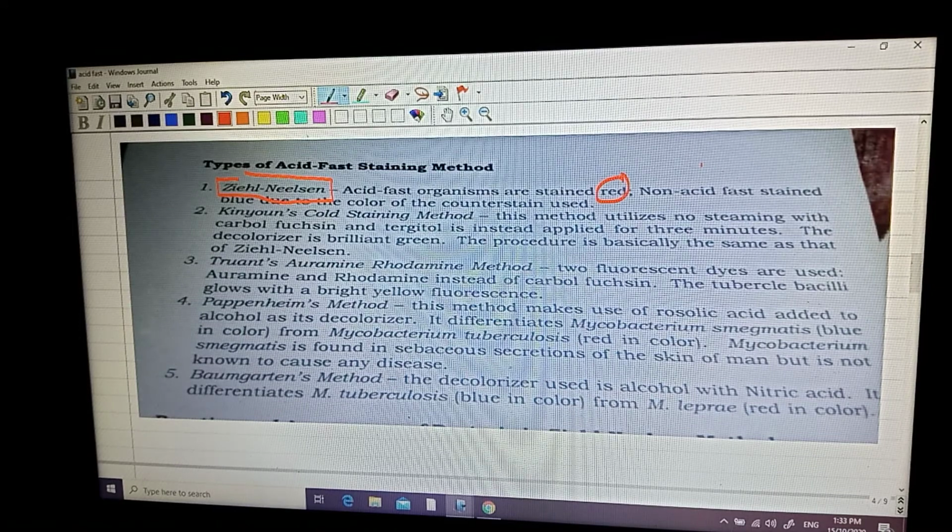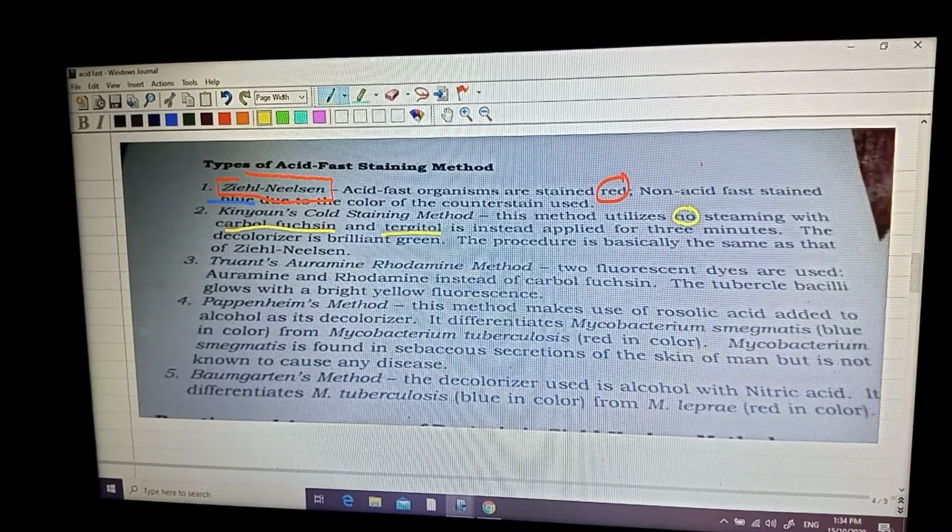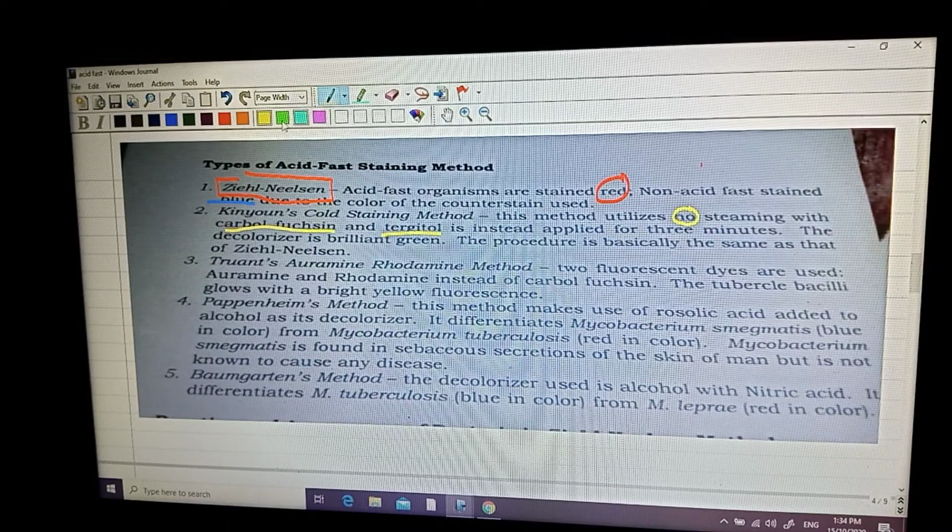Okay, in Ziehl-Neelsen, acid-fast organisms stain red. Non-acid-fast stain blue, of course, due to the color of the counterstain used. While Kinyoun, which is also known as the cold method, obviously uses no steaming because it is a cold method. What material is used? Carbol fuchsin and tergitol, applied for 3 minutes. The decolorizer is, what is the color? Brilliant green. The procedure is of course basically the same as Ziehl-Neelsen.